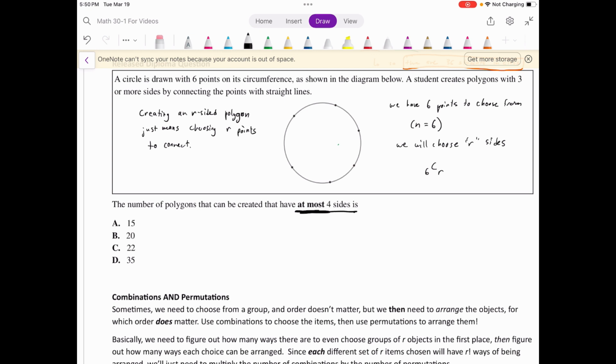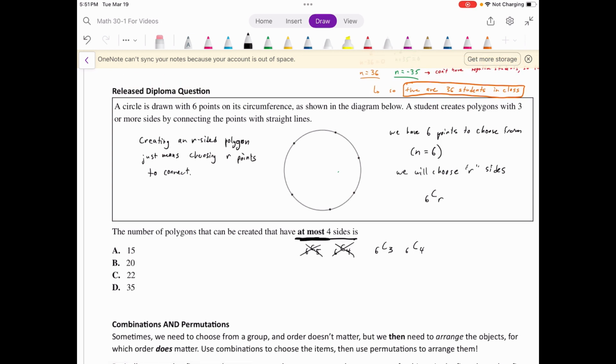So that means we don't want to include 5-sided polygons and we don't want to include 6-sided polygons. So we're not going to do 6 choose 5 and we're not going to do 6 choose 6. Okay, but as we've seen, we can do 6 choose 3 and we can do 6 choose 4. What about less than 3? Could we do a 2-sided polygon? If you think about it, can you make a 2-sided polygon? Is there a way to connect 2 points and actually make a polygon?